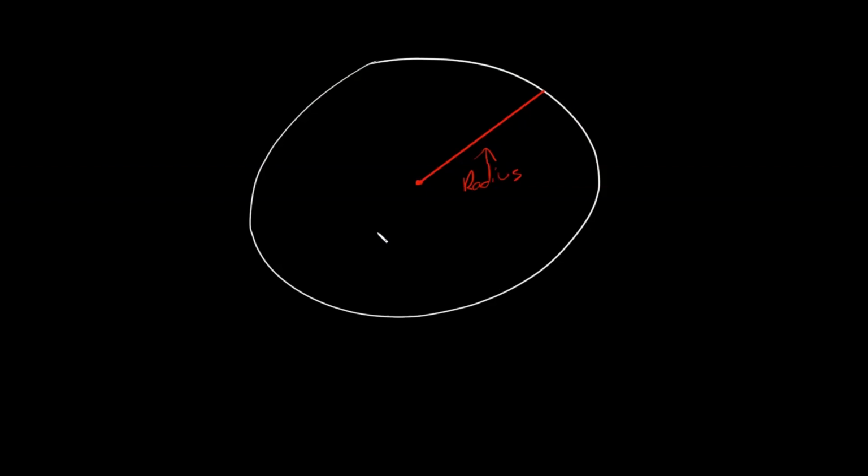And now if you were to extend this radius to the opposite side, and I'll do this in a different color, this is going to be what is referred to as the diameter. And the diameter goes from one side to the other and always goes through the center of the circle, right? So this is the diameter.